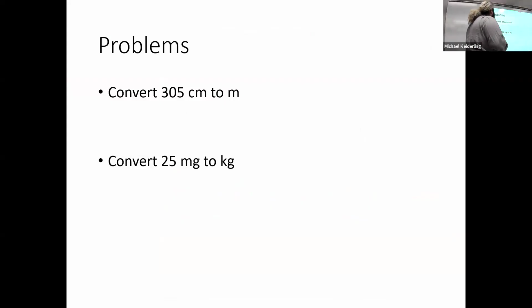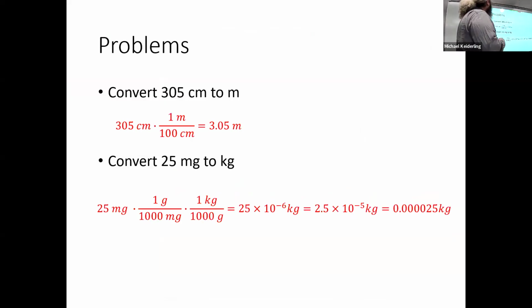So to convert 305 centimeters to meters, 100 centimeters equals 1 meter, so you'll divide by 100 and get 3.05 meters. To convert 25 milligrams to kilograms, 25 milligrams times 1 gram per 1,000 milligrams times 1 kilogram per 1,000 grams gives you 25 times 10 to the minus 6 kilograms, or 2.5 times 10 to the minus 5 kilograms, or 0.000025 kilograms.